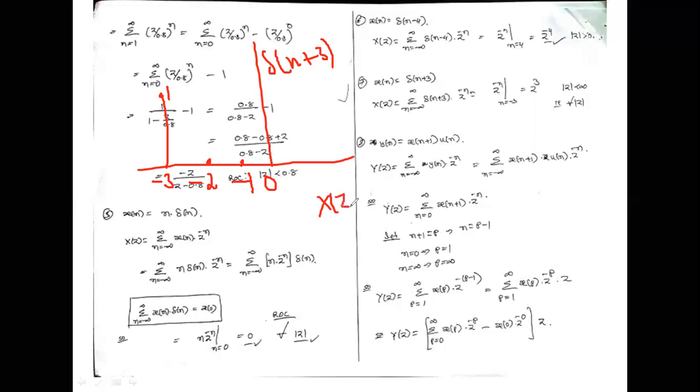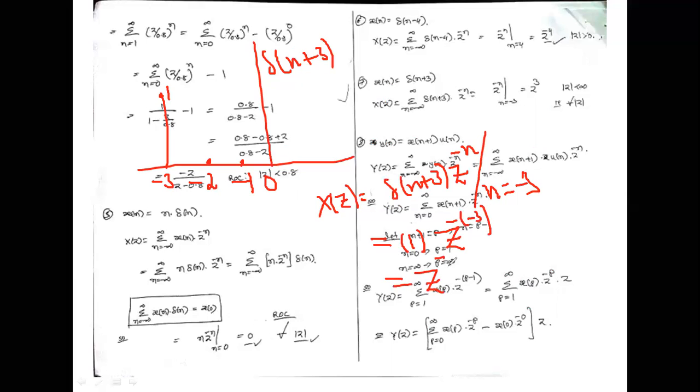Coming to the definition of x of z, the sum of delta of n plus 3 times z power minus n at n equal to minus 3. The value of delta of n plus 3 is 1 at n equal to minus 3, and z power minus of minus 3 becomes z power 3. So x of z for the advanced function, shifted left by 3 samples, is z power 3. But what is the ROC?